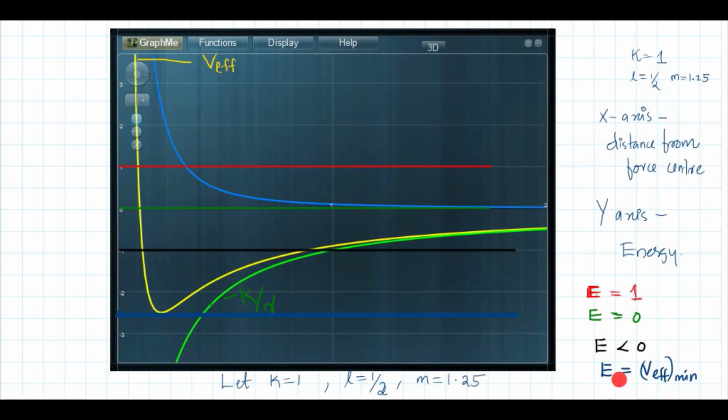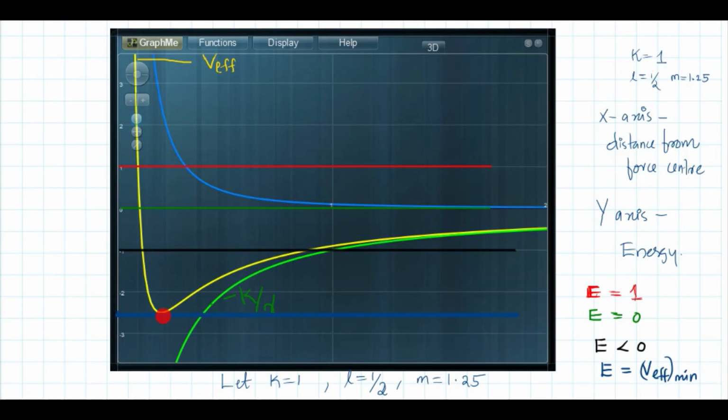Now we will consider the last case. Total energy is equal to V effective minimum. Here we can see that there is a minimum for the effective potential, and if your total energy is exactly equal to that minimum value, what happens? It is clear that if you go beyond this distance, then the yellow line will be above the blue line, that is, total energy is less than V effective. Below this R value also, total energy is less than V effective. It is not physically possible for the particle to change the value of R. The only possible R is this distance.